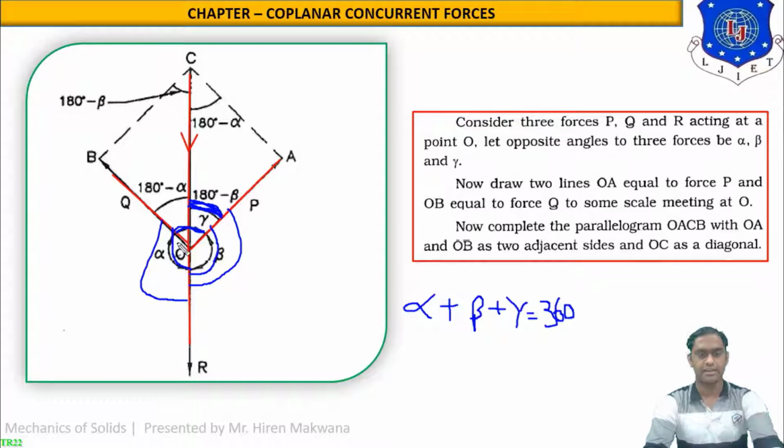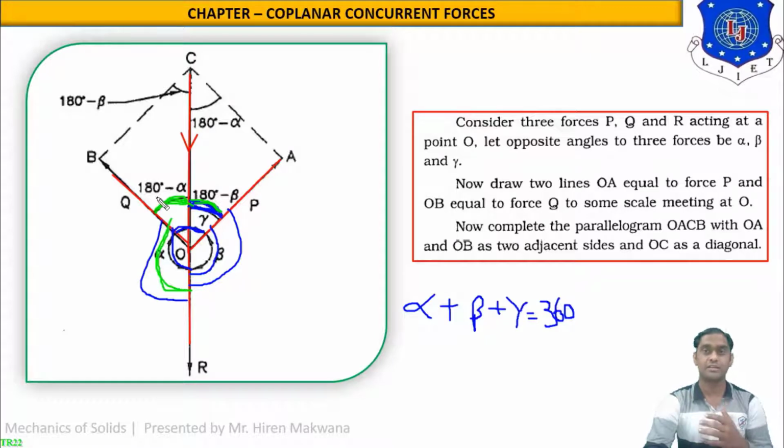Let us change the color. You can see this angle is alpha. So the upward angle is 180 minus alpha. So this angle is 180 minus alpha and this angle is 180 minus beta. So this is the game of angles actually.